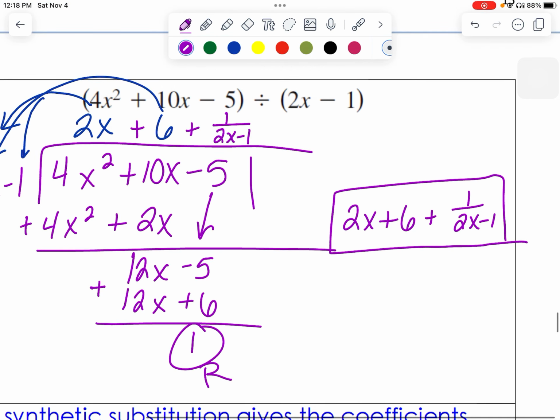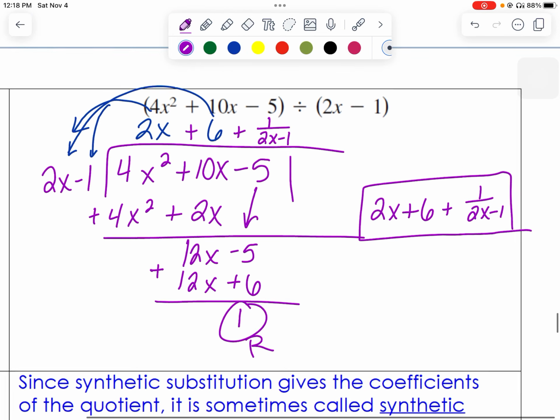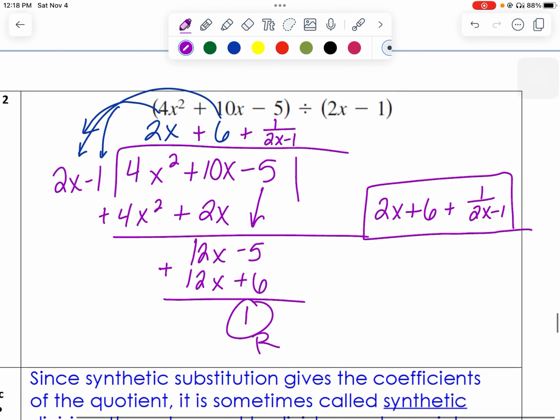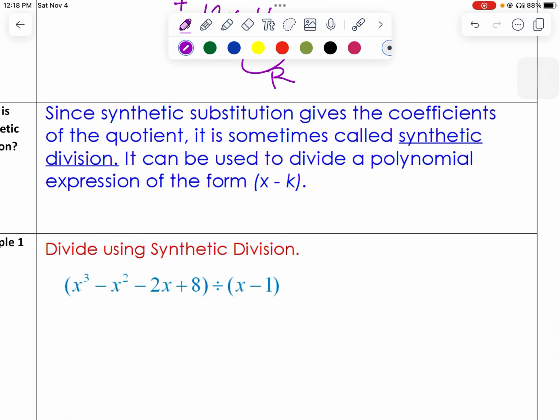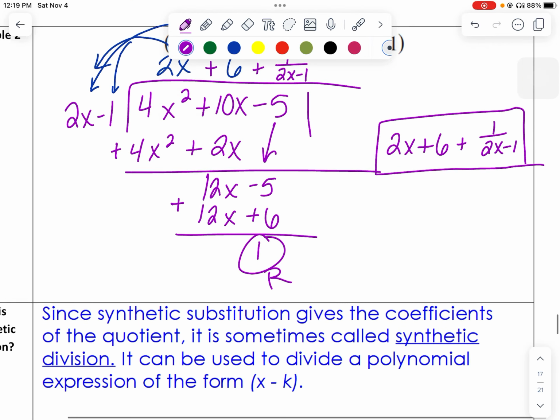So we get this trinomial divided by that binomial reduces to this, which is quite the process. So practice it. There is an easier way to do it, which is using synthetic division. Synthetic substitution actually gives us the coefficients of the quotient, which is why we call it synthetic division sometimes. It can be used to divide a polynomial expression in the form of x minus k.